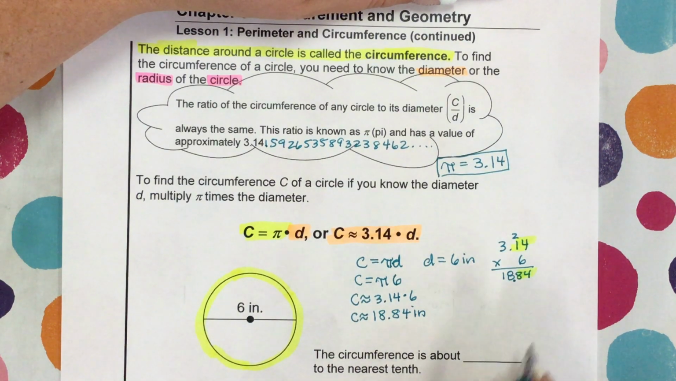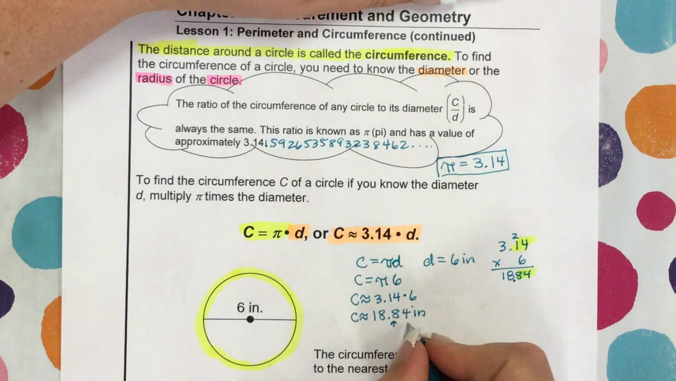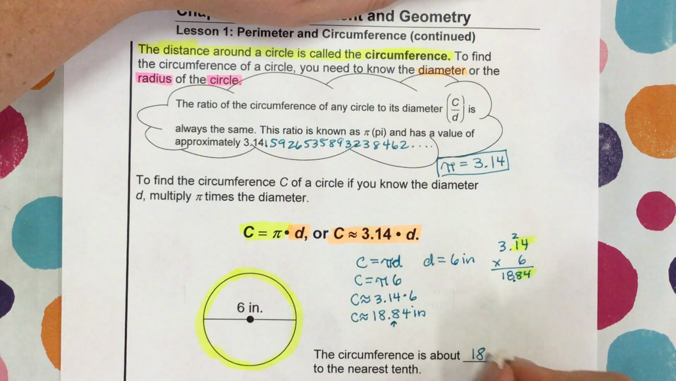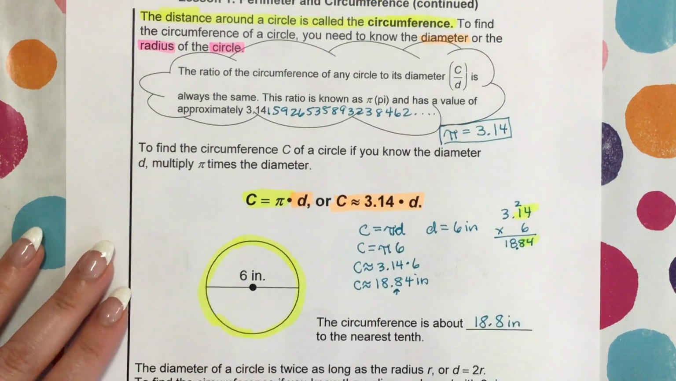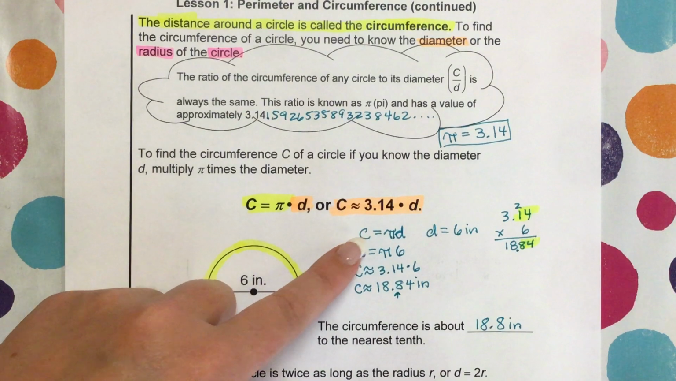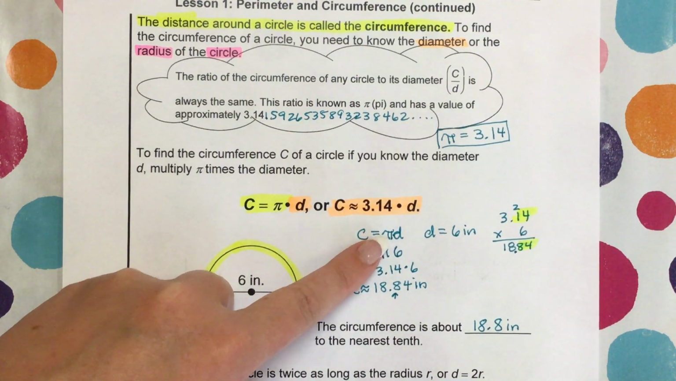So the circumference is about, to the nearest tenth, so we have to round to the nearest tenth. This is the tenths place. This 4 needs to be a 5 or above to round this up. It's below a 5, so it just ends up being 18.8 inches. All right, perfect. That's how that one works. So whenever you have a diameter, you're going to use the equation circumference equals pi times d.